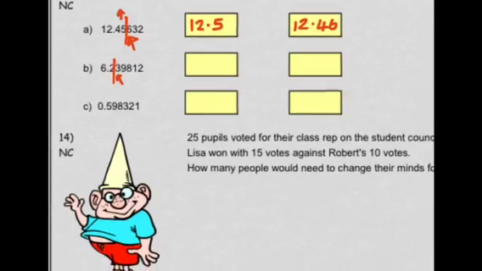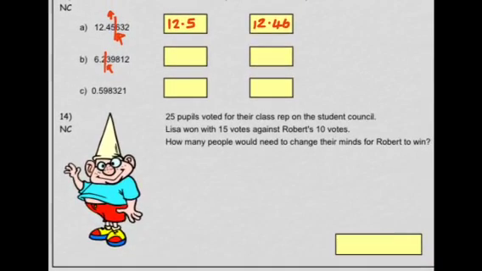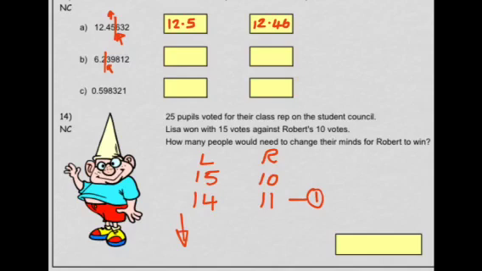Now the last question this week is just one of these wee puzzles. 25 people voted for the class rep. Lisa had 15. Robert had 10. Now if one person changes their mind, Lisa goes to 14, Robert goes to 11. So that's for one person. Keep doing that pattern down until Robert wins, and you'll know how many people need to change. Okay, that should help this week's homework.